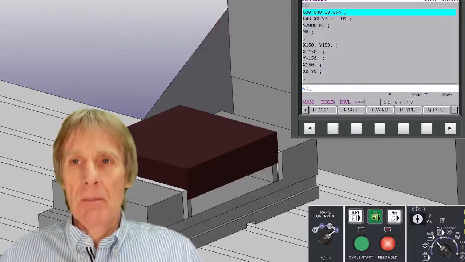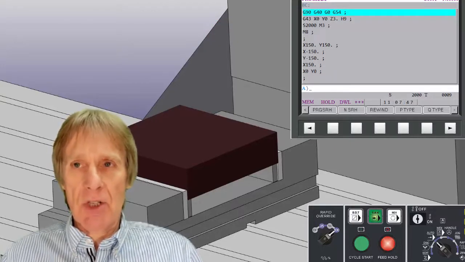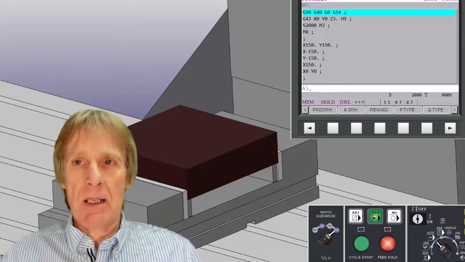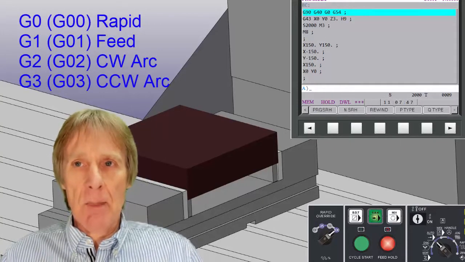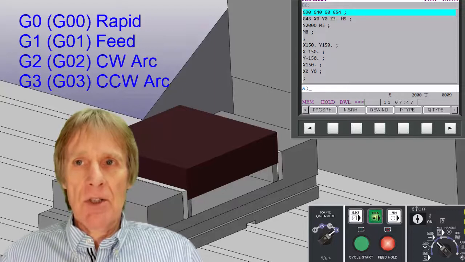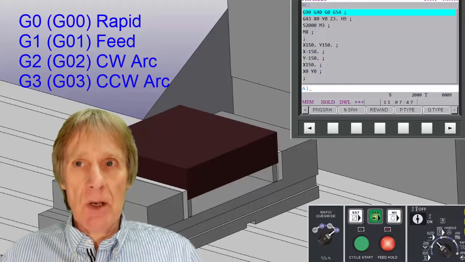So it can be broken down very simply into 4 G-codes, and they're the 4 basic G-codes that you need to understand, the absolute most basic thing. And those 4 G-codes are G0, G1, G2 and G3.